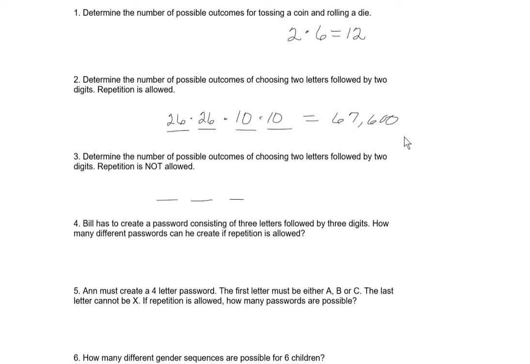I still have these 4 spots that I need to fill. I've got 26 options for that first slot, but only 25 for that second slot. These last 2 slots are digits. I have 10 options here, but only 9 options here. So that will give me 58,500 different possible outcomes.